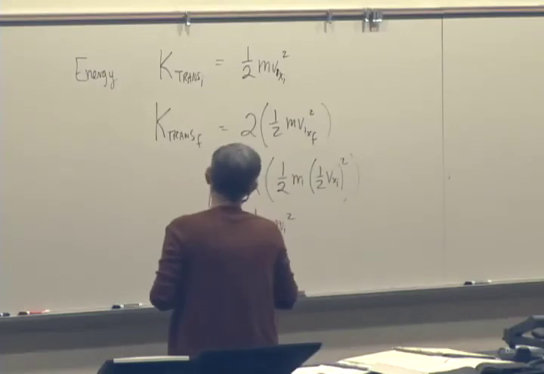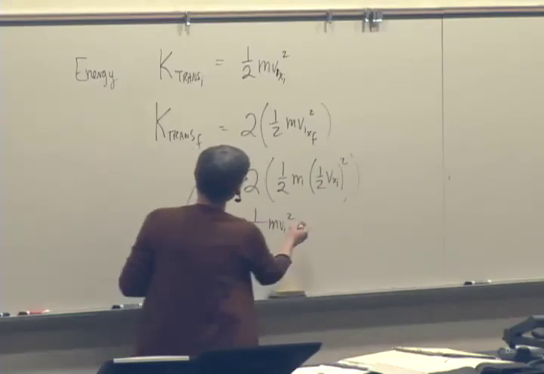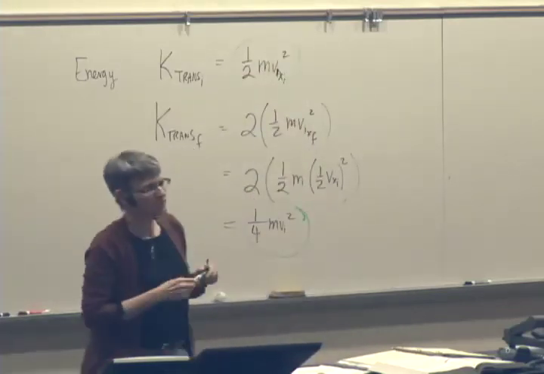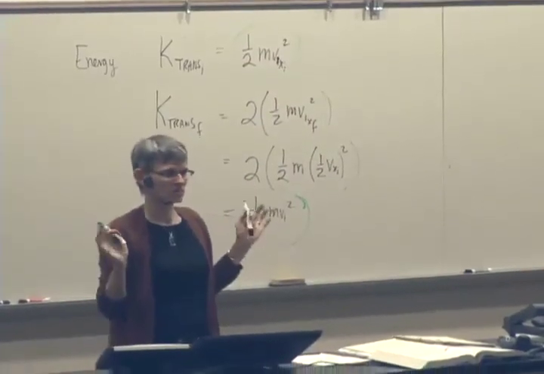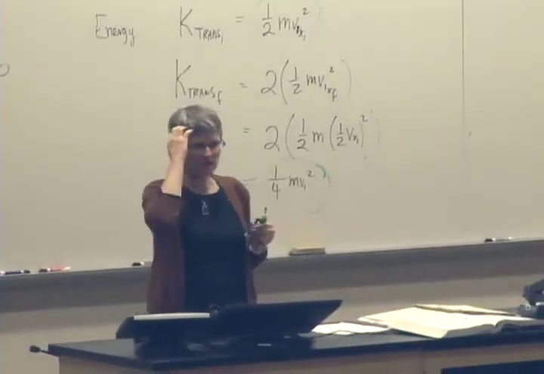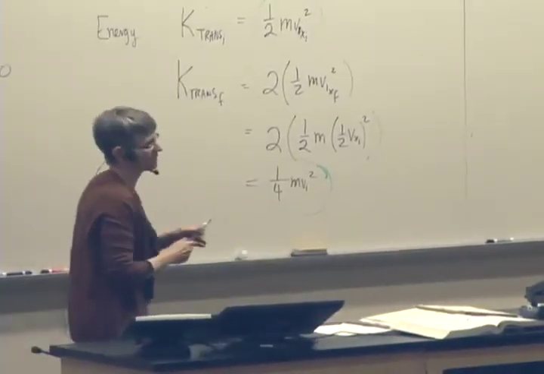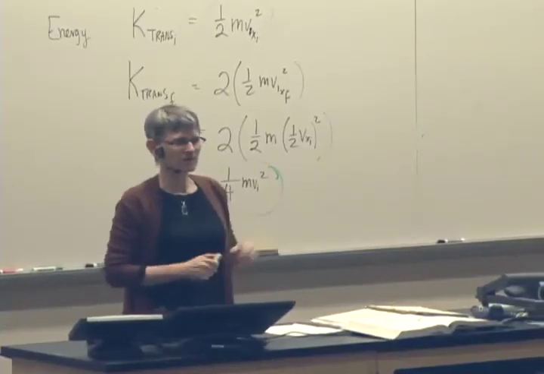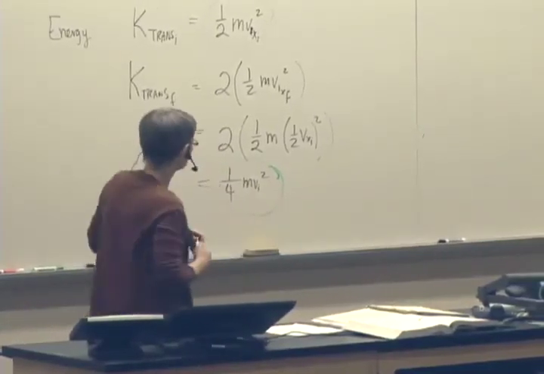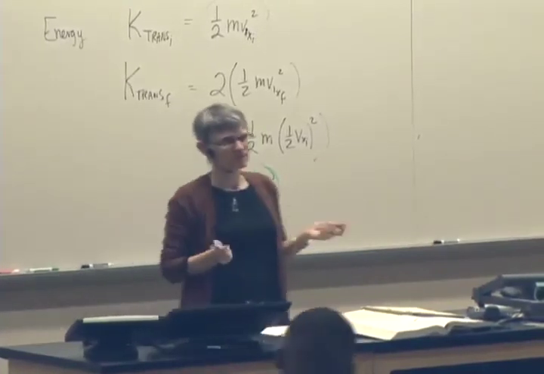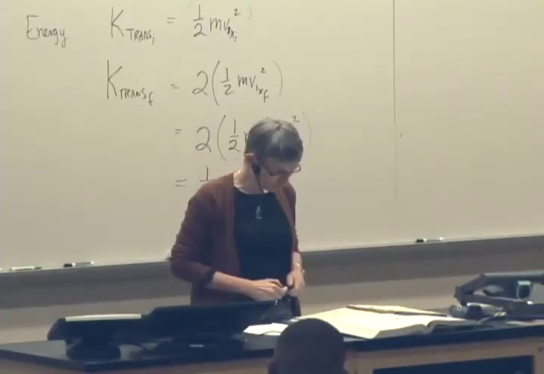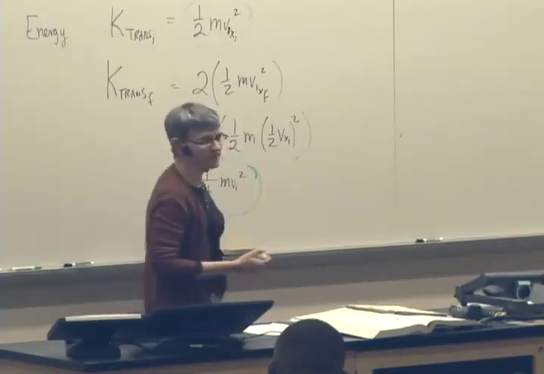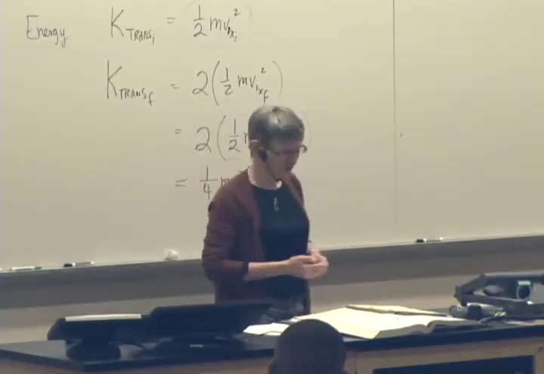So it looks like the final translational kinetic energy is only half as big as the initial kinetic energy. So we lost some kinetic energy. The momentum was the same, but the energy wasn't. It's v squared. So what happened to it? It's internal energy. So in fact, the increase of internal energy must be that.